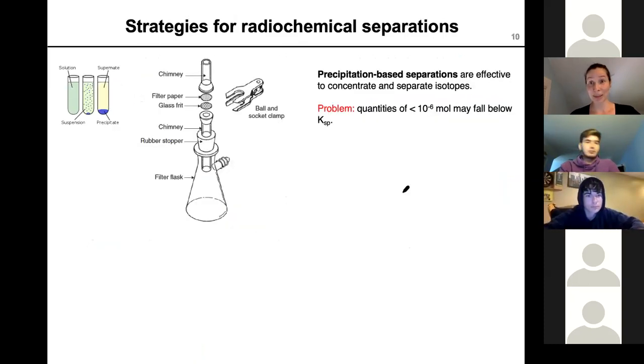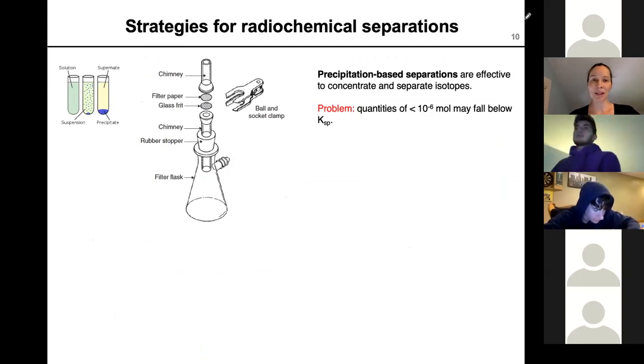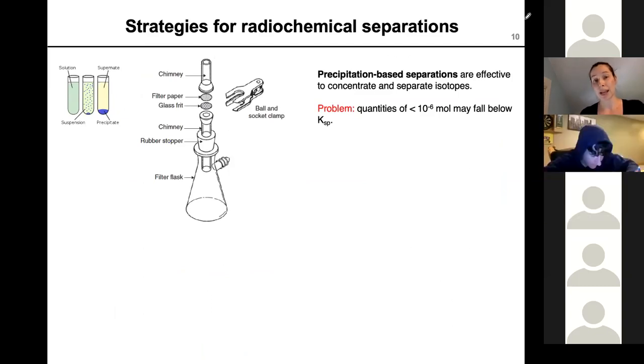So here is an example for precipitation-based separation. This is something that you can still do, but again, you have to use a couple of tricks. I have already mentioned that precipitation, even though it's a really nice way of separating in organic and inorganic chemistry, runs into the problem of being below the Ksp when we have radioactive samples. So what can be done, and what has been done extensively when people first worked on the separation of radioactive lanthanides and also the actinides, is that we add a carrier, the non-radioactive isotope partner, to our radioactive isotope to essentially increase the quantity and get above the threshold of our Ksp.